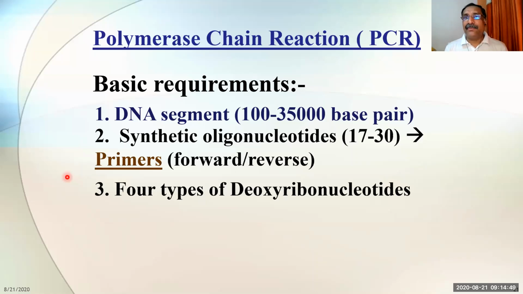That depends upon the type of nitrogen base it has. That means the adenine containing nucleotide, the guanine containing nucleotide, the cytosine containing nucleotide, and the thymine containing nucleotide. So whatever nitrogen base is there, accordingly the type varies. All these four different types of deoxyribonucleotides you need for the synthesis of this DNA.